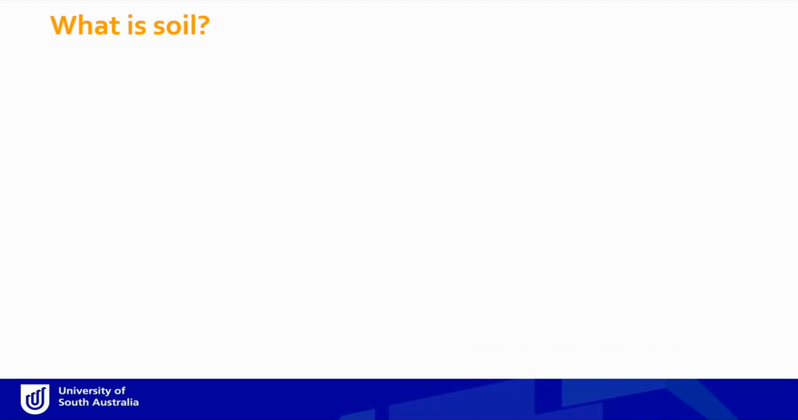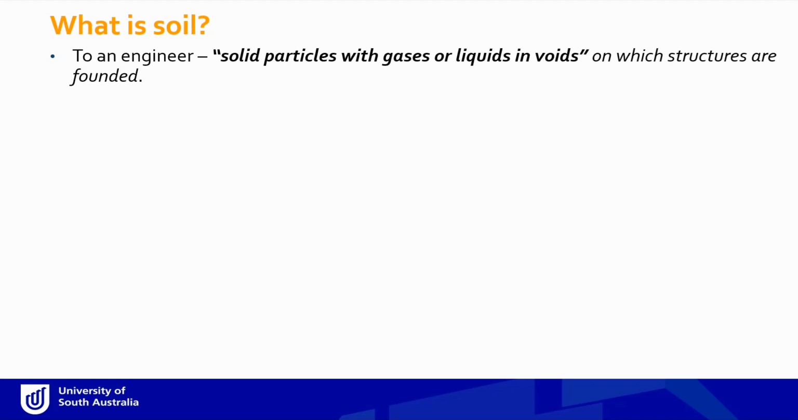Now let's see what is soil. Different groups of people, let's say an agricultural person or a geologist, may have different definitions of soil, but to an engineer, soil is a mixture of solid particles with gases or liquids in its voids, basically on top of which we build all the different types of structures.